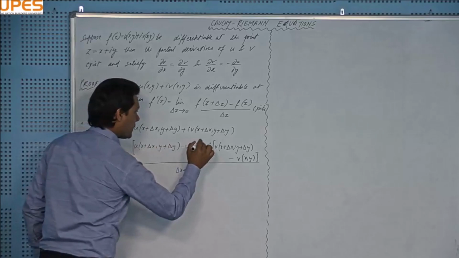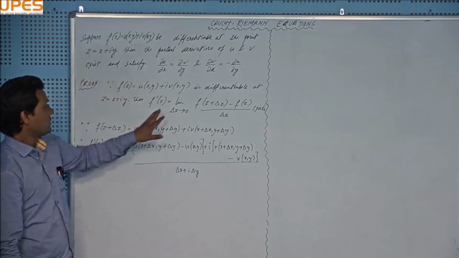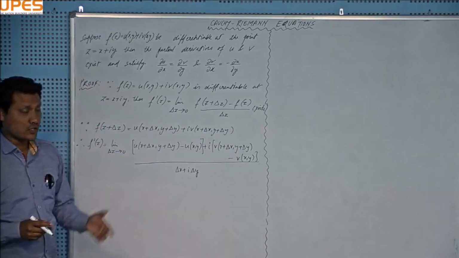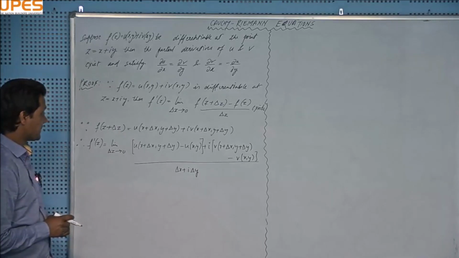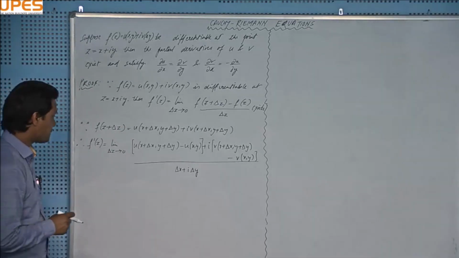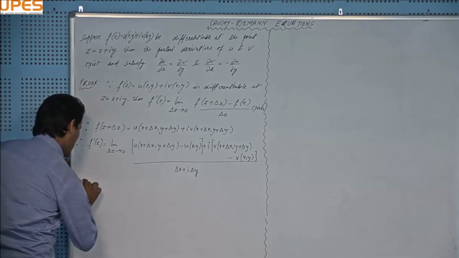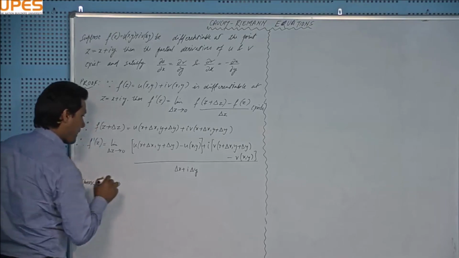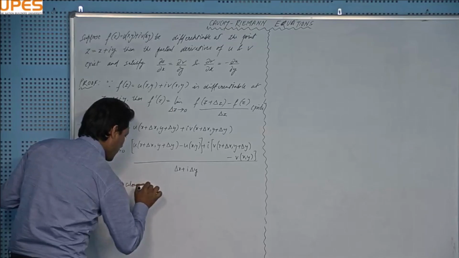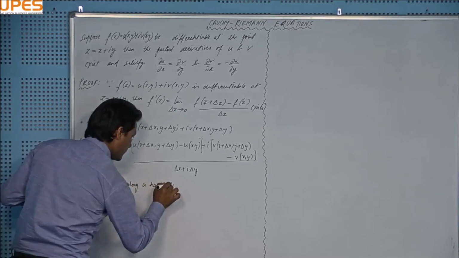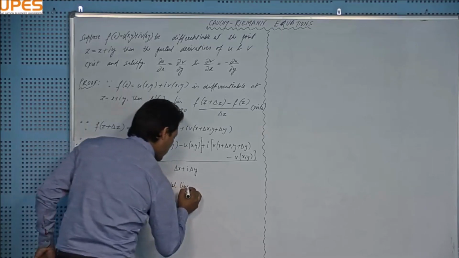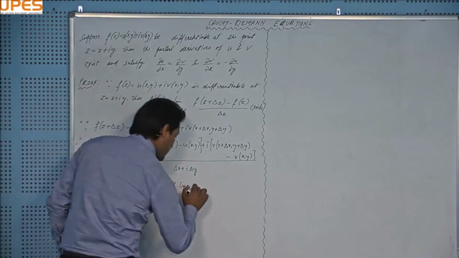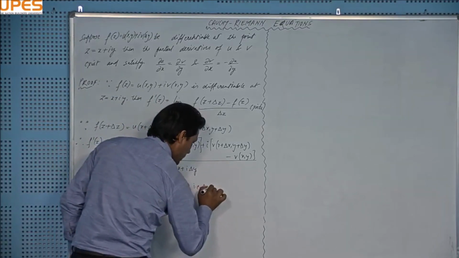And now since we know that the value of this limit exists uniquely, I will choose two different paths, one along the horizontal line and then the vertical line, as we have been doing to evaluate the derivative, right? Choose Δz tending to 0 along a horizontal line, and by horizontal line we mean that the value of y will not change along any horizontal line, that is Δy = 0, right?